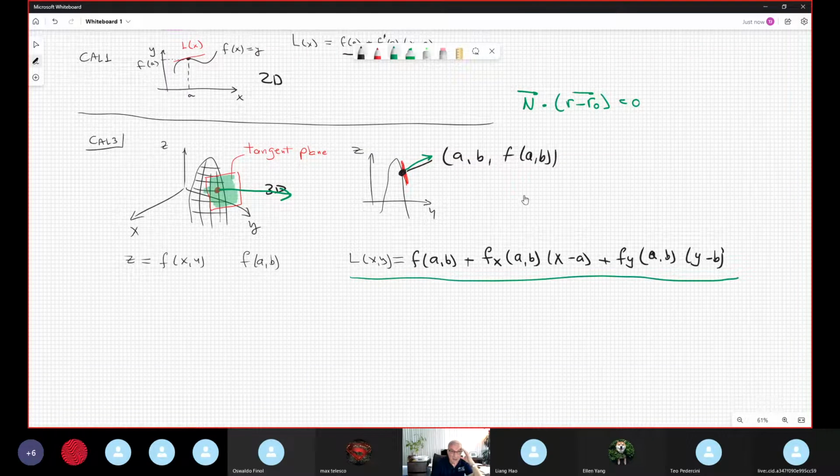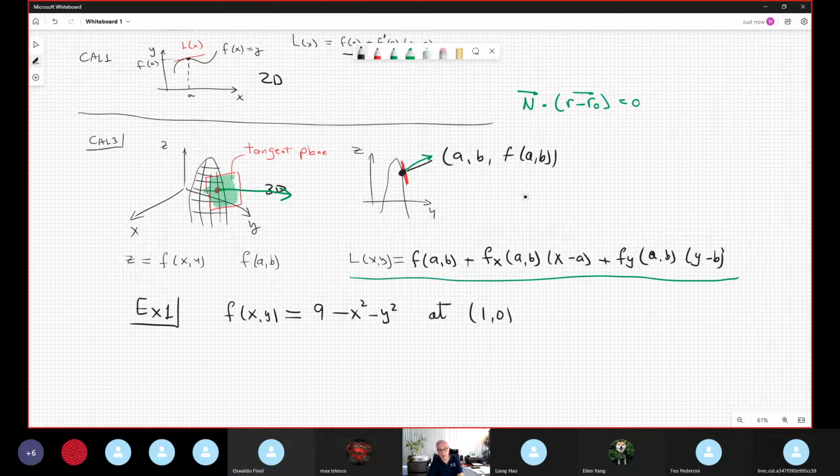Well, then let's see an example. Yeah, absolutely. Let's see an example, guys. Example 1. Suppose we have the function f(x, y) equals 9 minus x squared minus y squared. I want to find the tangent plane, which is the linear approximation, in 3 dimensions at the point (1, 0). This works like a and b. a is 1, b is 0.